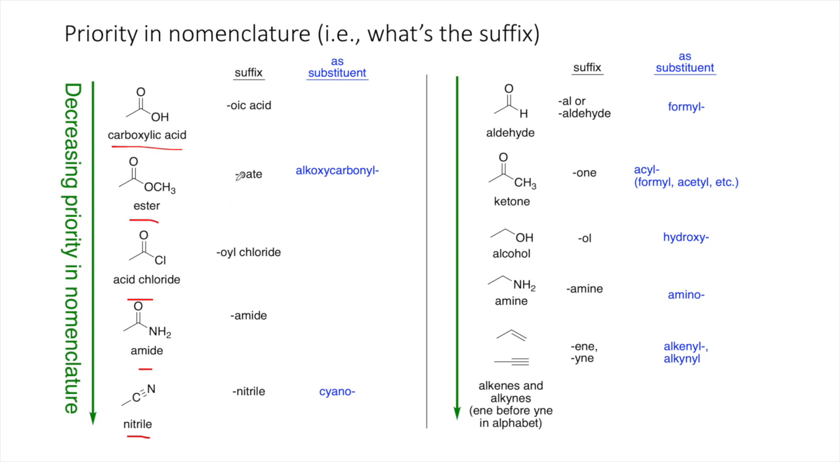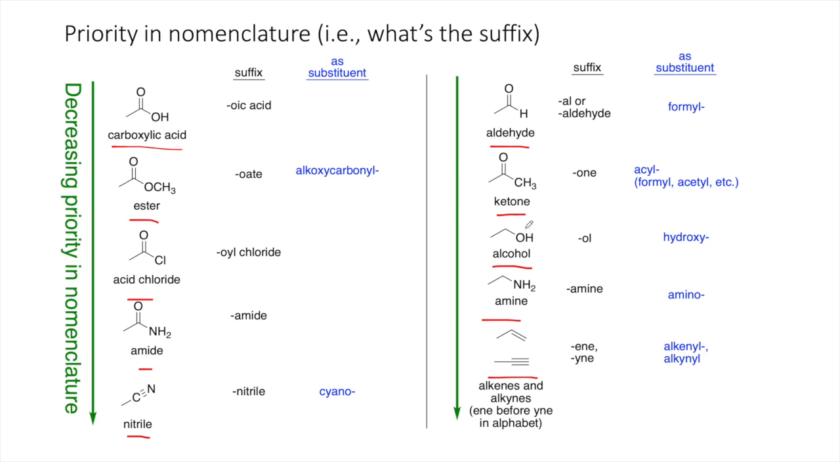Nitriles kind of get lumped in there as the least important of the carboxylic acid derivatives. After that, we get to the aldehydes and ketones. After that, you get to compounds with only one bond to oxygen and then one bond to nitrogen, and then you get to alkenes and alkynes. So essentially, we can always go back to the chart if we're worried about it, but for the most part, the more bonds to oxygen you have, the more likely that group is to be considered the priority, which again is the ending of the word.